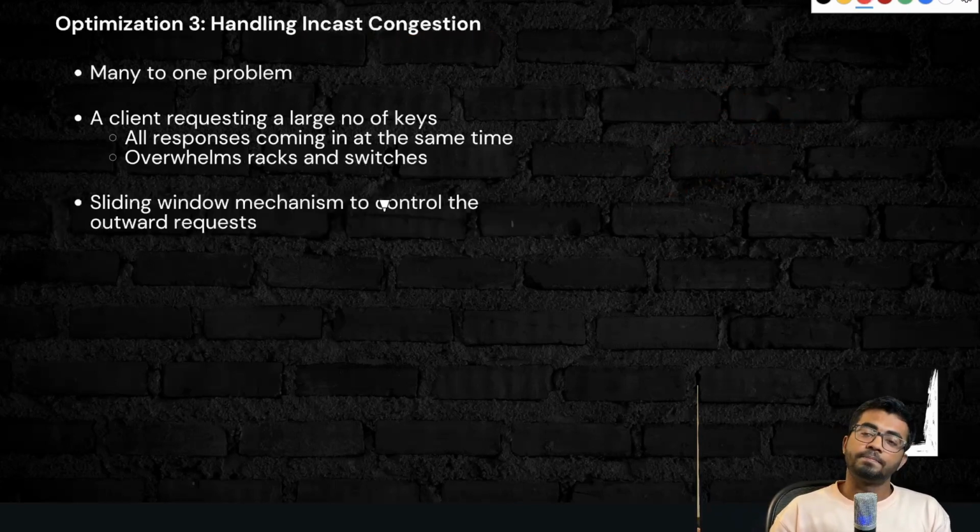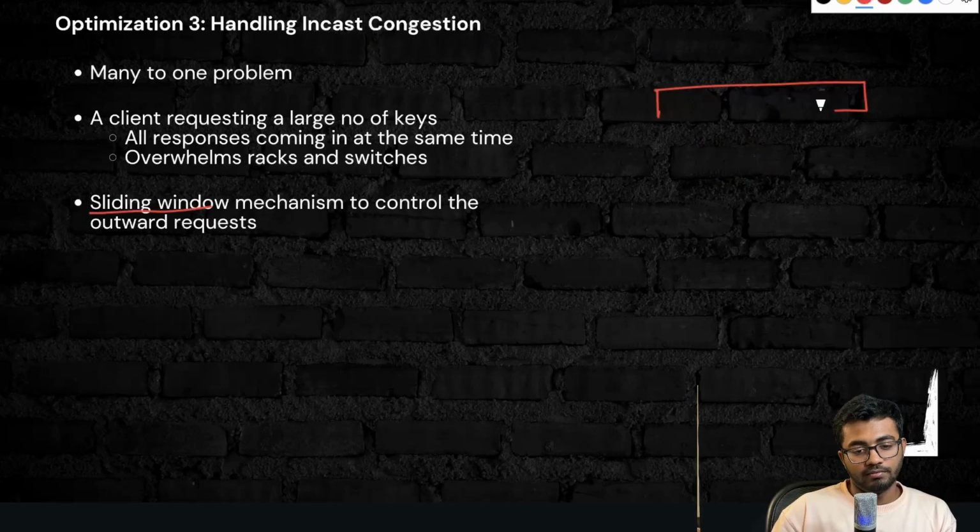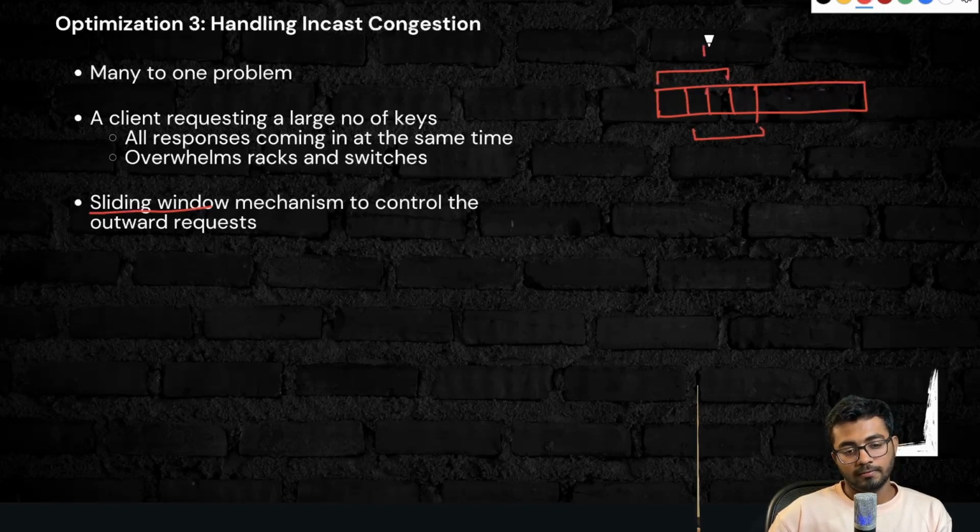So how do we solve it? We might have learned about something in data structures called a sliding window. For example, if we are given an array and we want to find the sum of 3 elements, and so on, what we did is take a sliding window and slide that whole window across, taking one element here, one element there. That is kind of the same concept. The sliding window mechanism is used to control the number of outward requests going from the Memcache client.